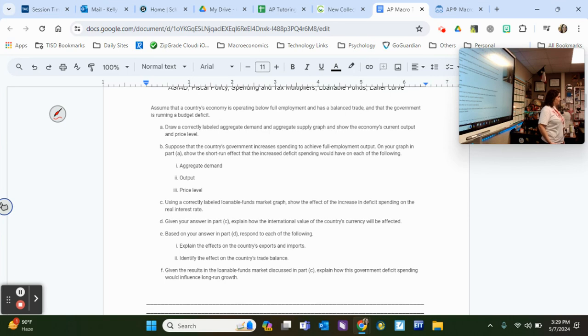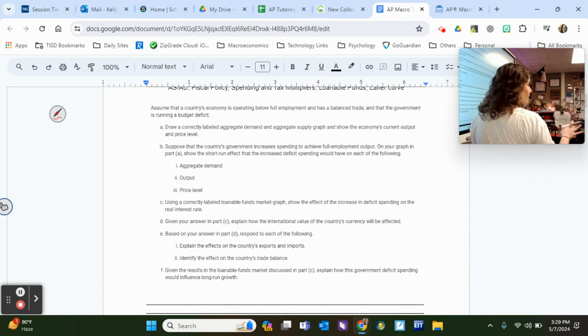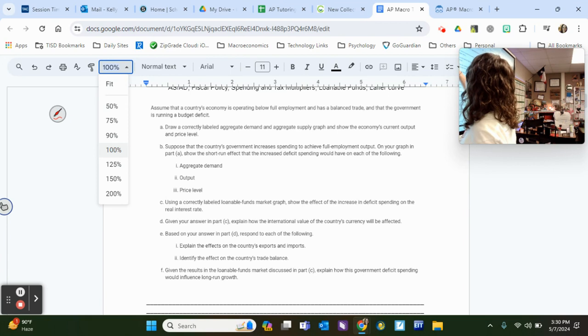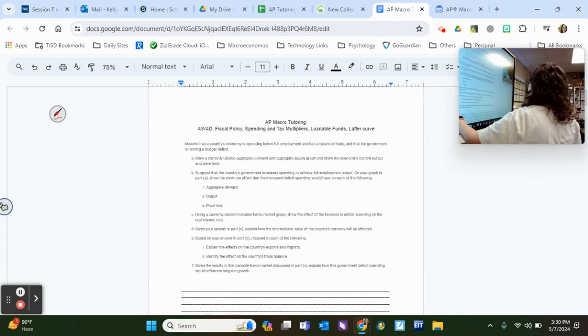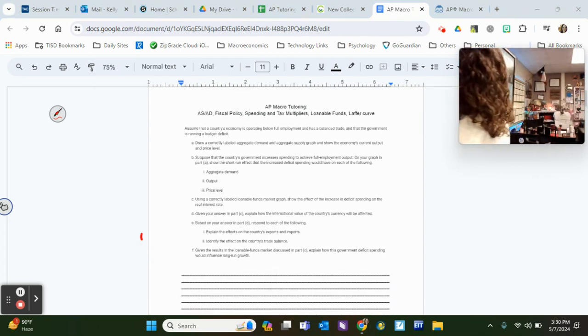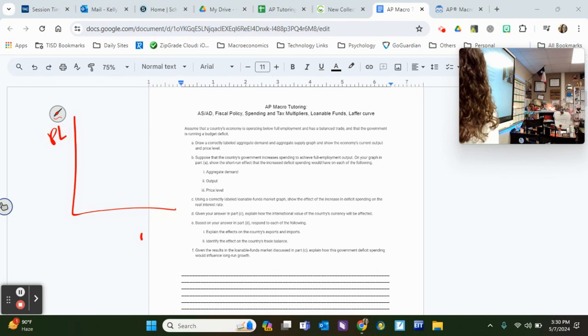You would draw the chart, like AS and AD and full employment, and then draw another line. No. Or you just start. You're starting off in the scenario. It doesn't say currently, does it? It's operating below full employment. Okay, so your graph should look like this on letter A.